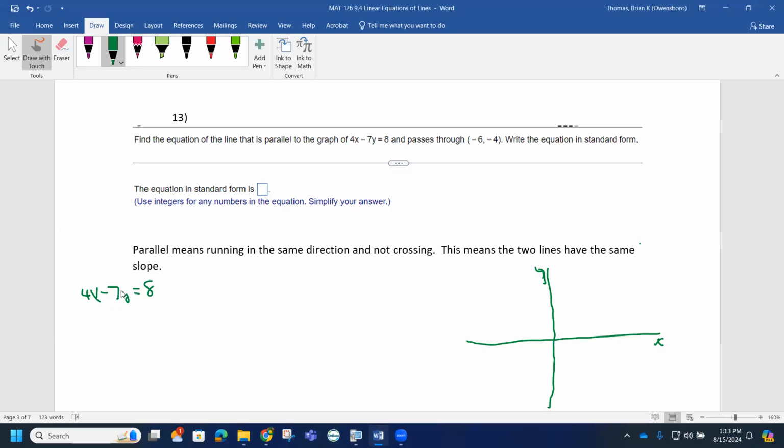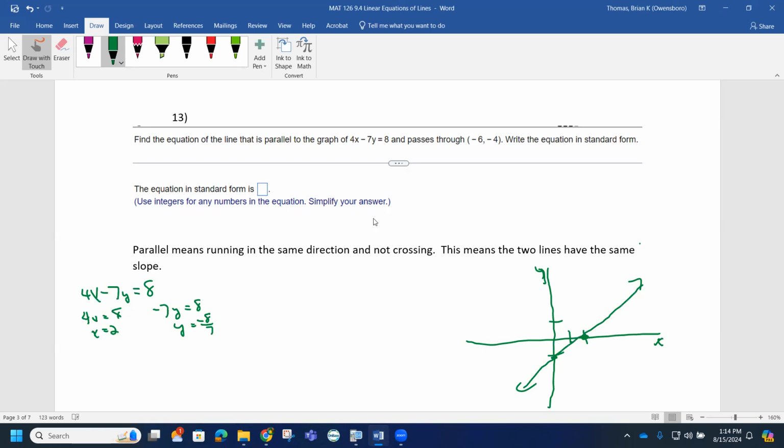If I find the x-intercept, I'm setting y equal to 0 and solving for x. So 4x would equal 8, x would equal 2. If I find the y-intercept, I have -7y equals 8, so y would equal -8/7. So it's a shade over 1. If I make a couple of tick marks here, the x-intercept is 2. The y-intercept is just a shade over -1. So this is the given line right here.